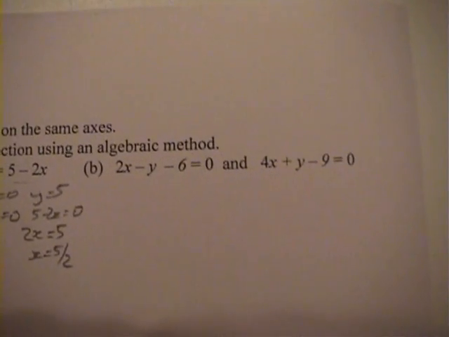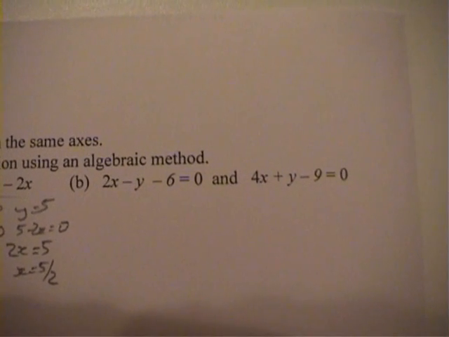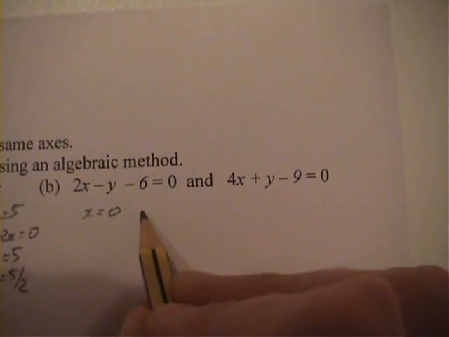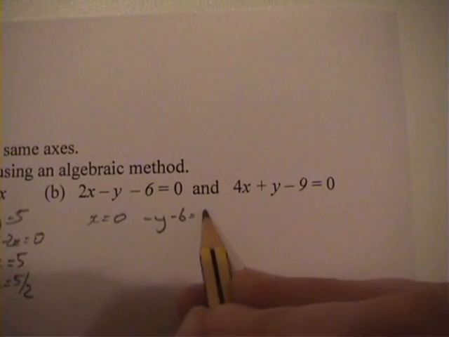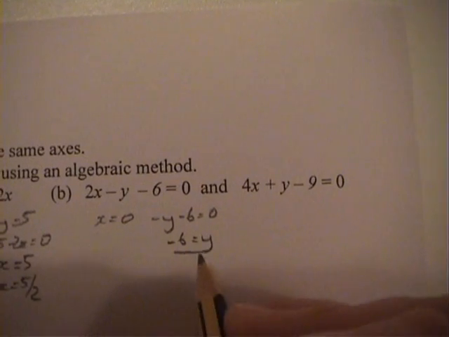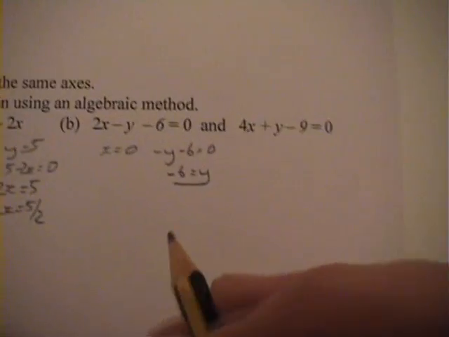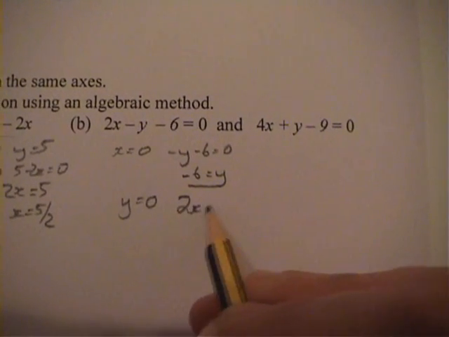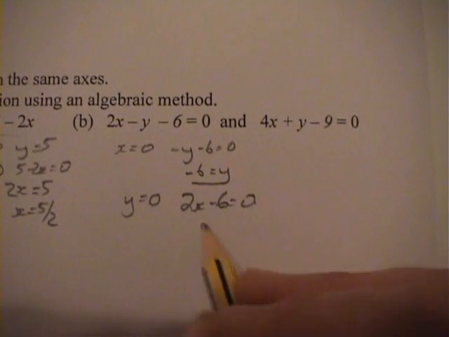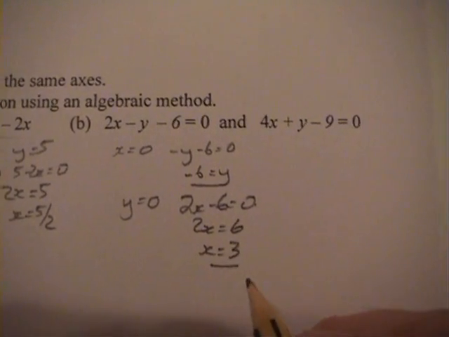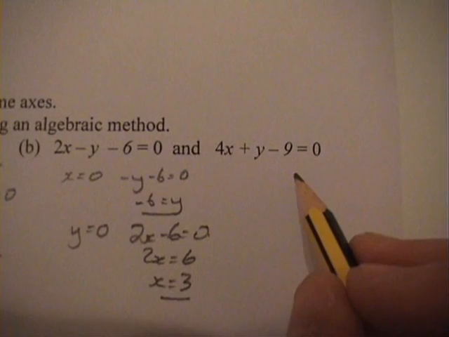We've got to do that again. When x is 0, minus y minus 6 is 0. Let's add y to both sides. Gives y is minus 6. When y is 0, 2x minus 6 is 0. Add 6 to both sides. Divide by 2. x is 3. So remember to do this one this time.